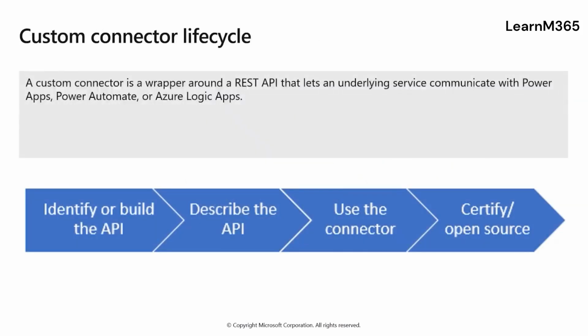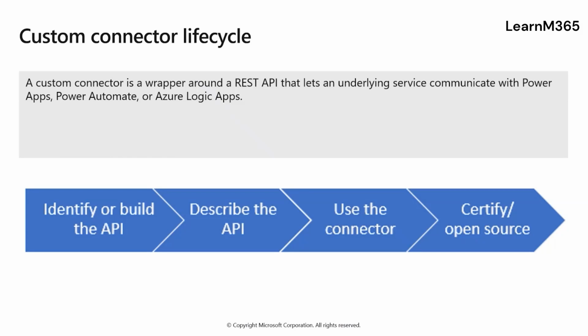So I have already told you that a custom connector is a wrapper, or you can say a proxy around an API that allows Power Automate, Power Apps, and Logic apps to communicate with the underlying API service. Many connectors are predefined and are available for use without you having to define anything. Those are built-in connectors, and these built-in connector definitions include services from Microsoft and others.